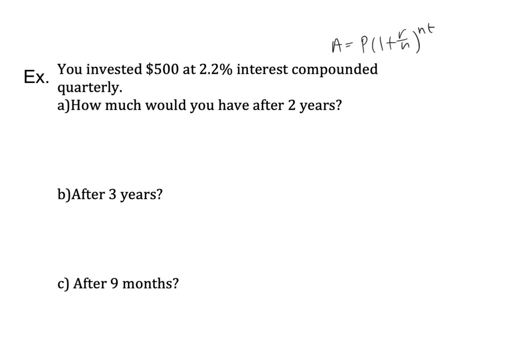Okay, and so our amount would be the initial, which is 500, times 1 plus our interest rate, 0.022, sorry. Make sure you write it as a decimal. Over compounded quarterly, n would be 4, to the n times t. T is time in years, so that's 2. I would just plug that into my calculator and we'll get out 522.43.